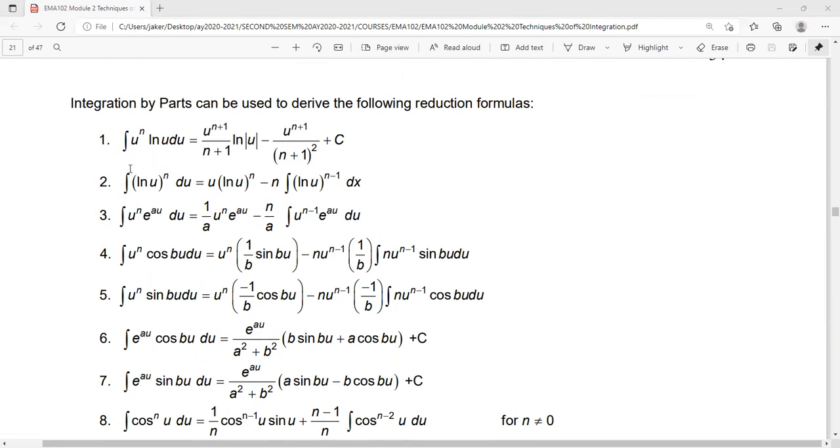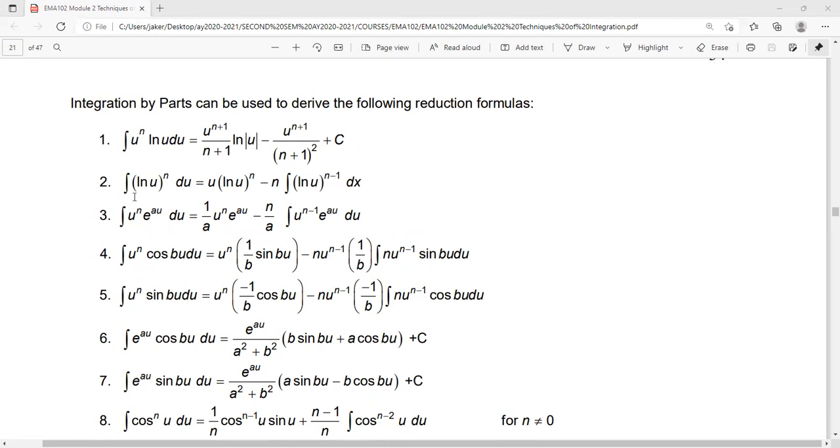For example, you're given the integral of u raised to n times ln of u du. If you process this using integration by parts, where n is any real number, you will have this particular answer. So to simplify the process or decrease the time in processing this by hand using integration by parts, you already have a ready-made formula to use.